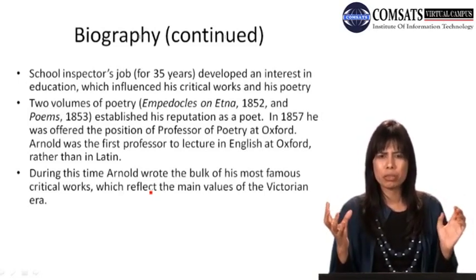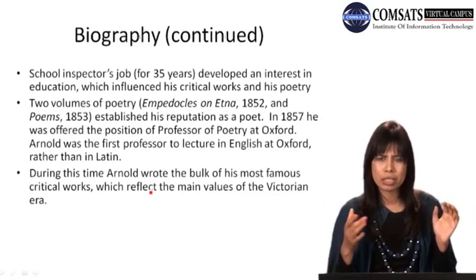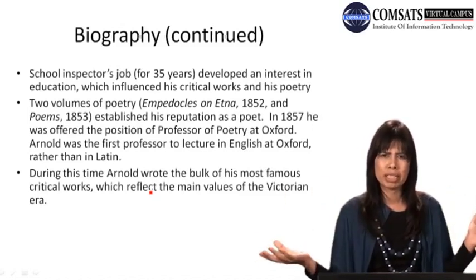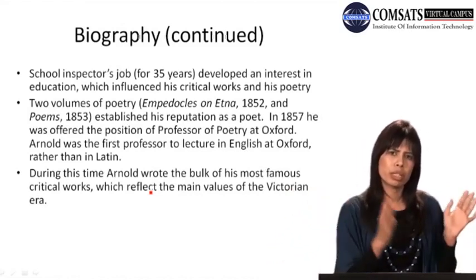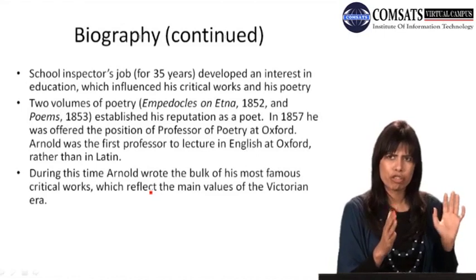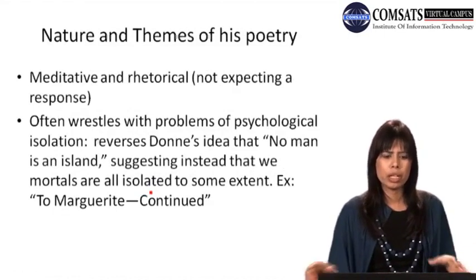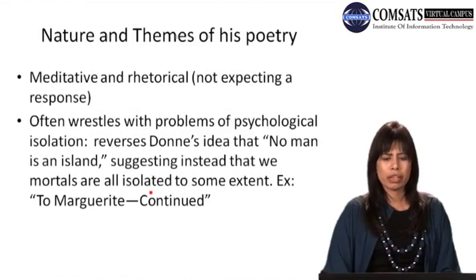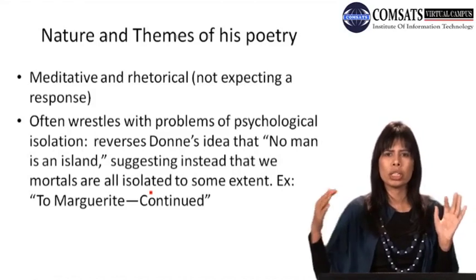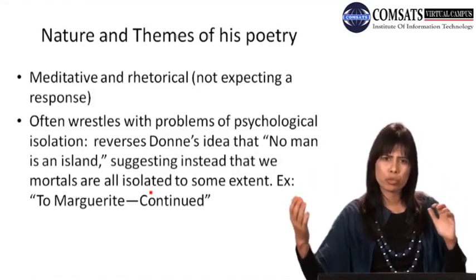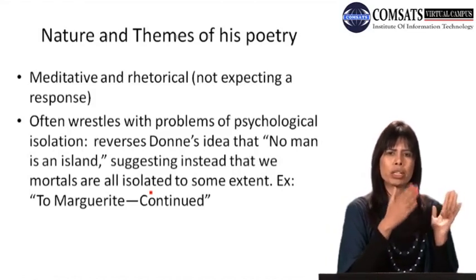So basically, in his critical works you could see the main values of the Victorian era. What was happening in the Victorian period at that time is a clear depiction of that era. All right. Nature and themes of his poetry. My dear students, meditative and rhetorical, not expecting a response. So basically Matthew Arnold does not expect any response from the reader. Here you could see the reader is quite passive.